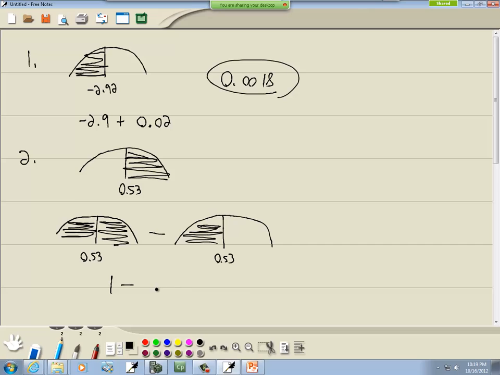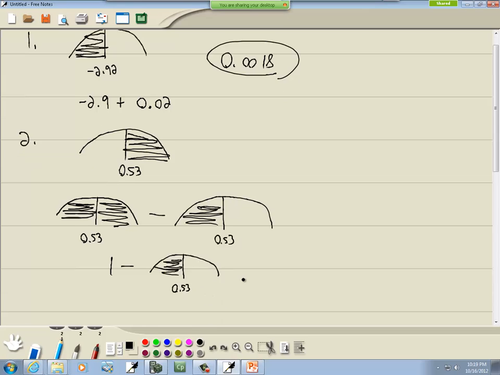So this is 1 minus this right here. This is the tricky part: you have to rewrite this in terms of the area to the left, because we can't work with area to the right. When you think about it, all this area adds up to 100%. So we're just taking everything and subtracting off the left side, and that would give us the right side, which is what we want.